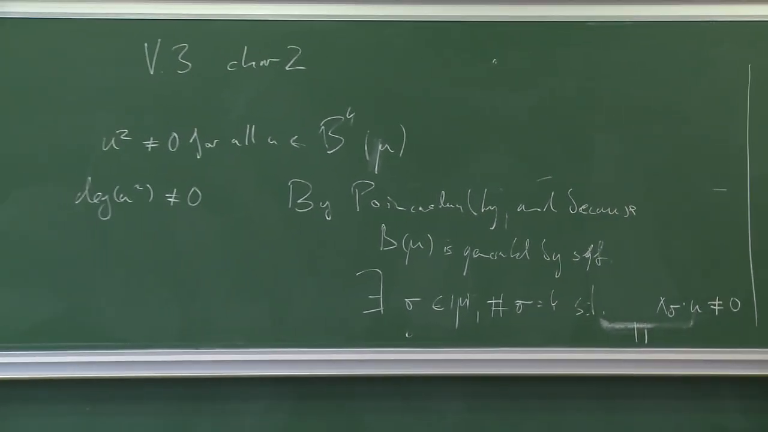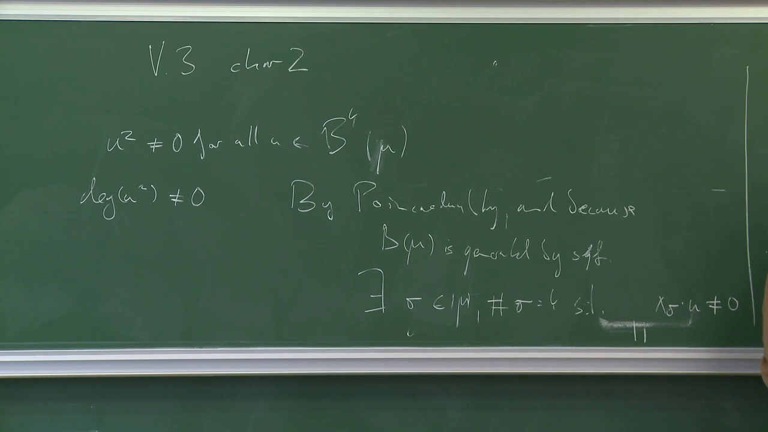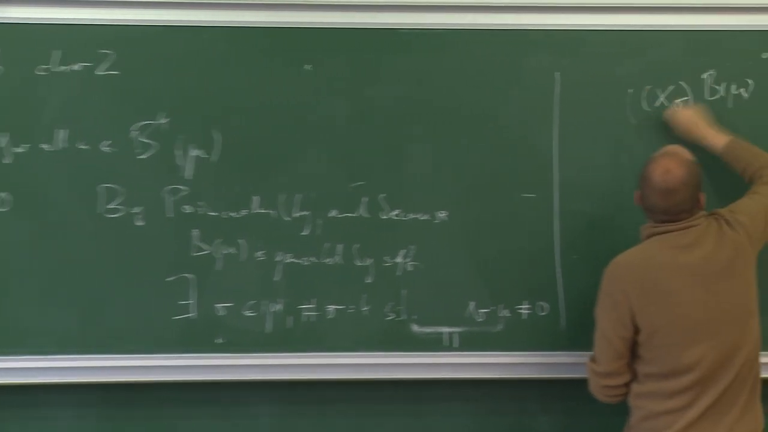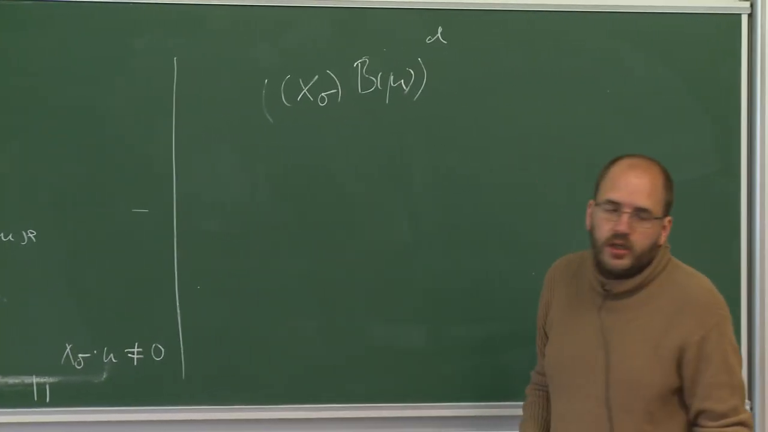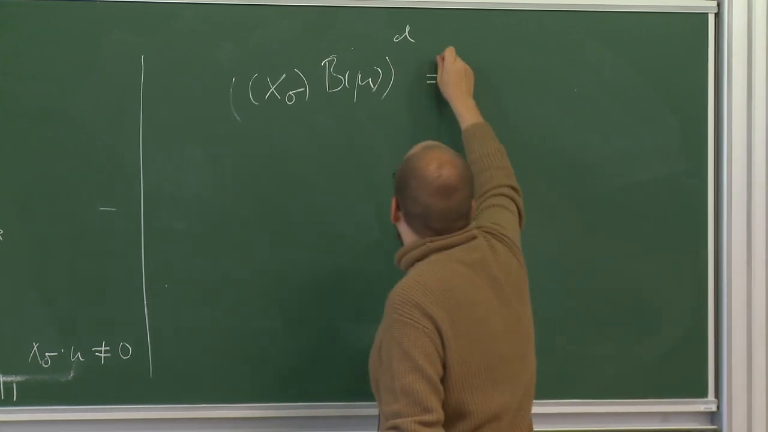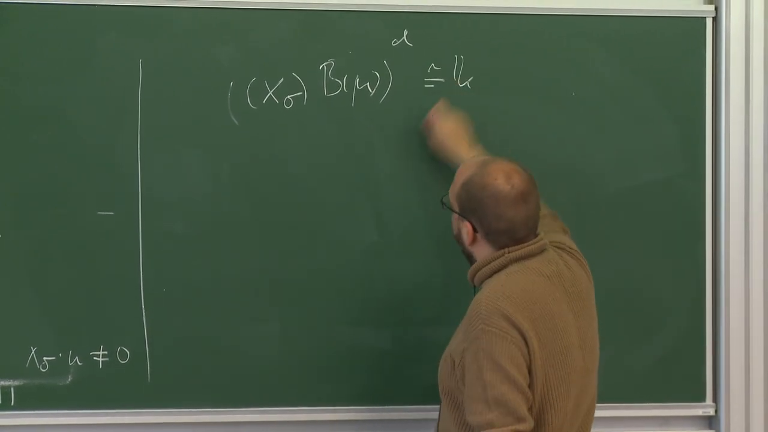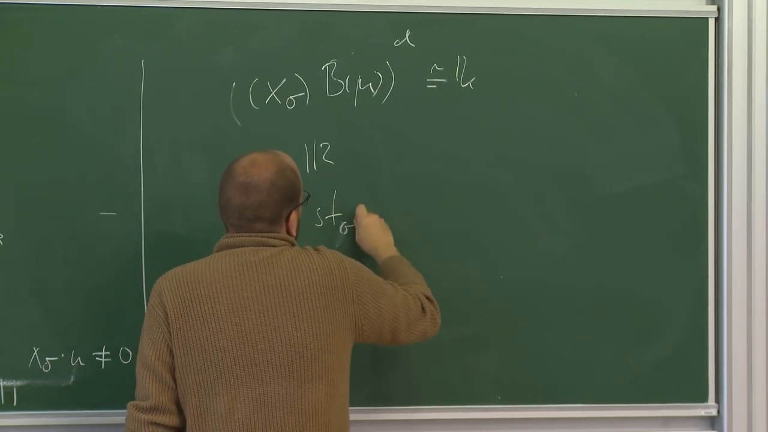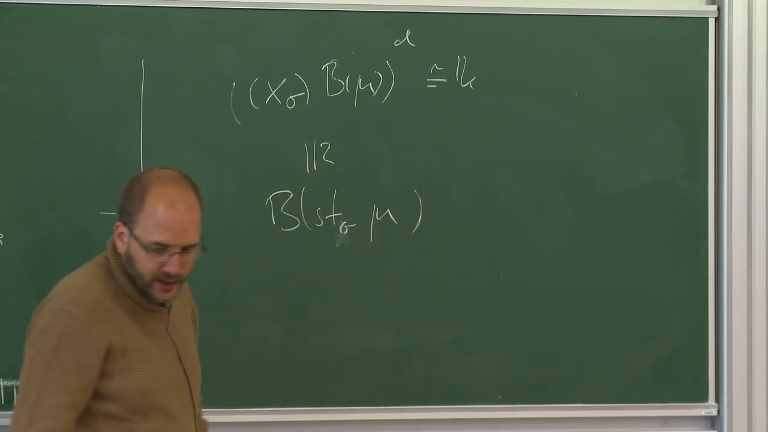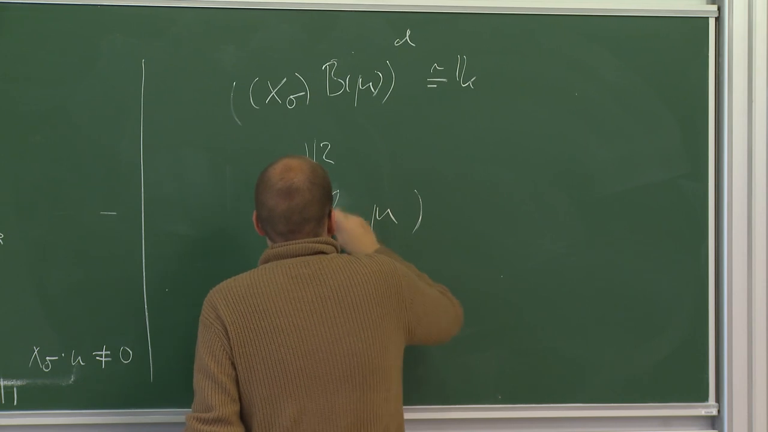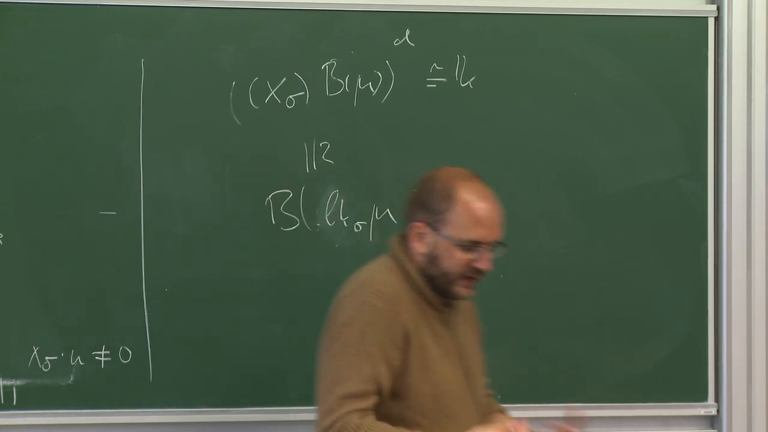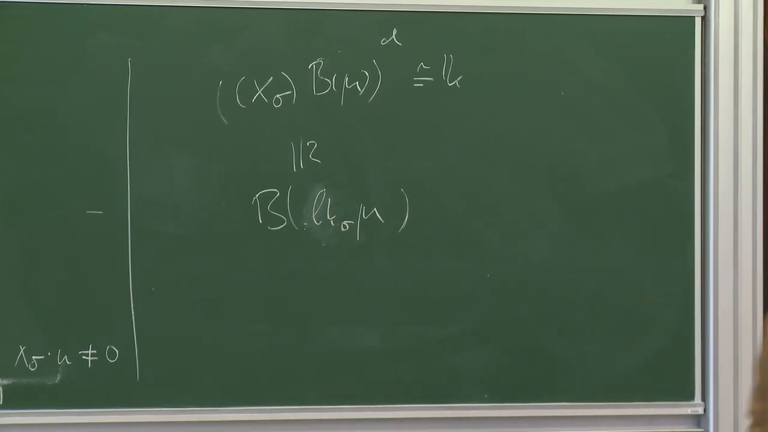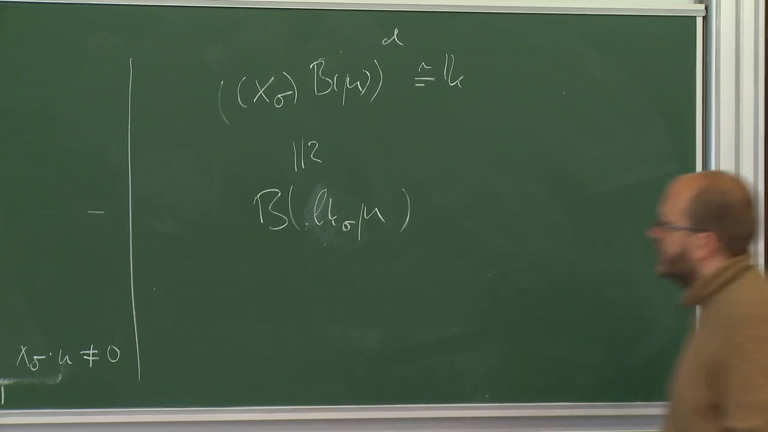Now let me go one further. Let me look at the ideal of x sigma in B mu, in degree d. This is just isomorphic to K, so this is a one-dimensional vector space. This here is isomorphic, if you think about it, to the star of sigma in mu. Or the link of sigma in mu, if you want. If you have a cycle and you have a vertex or a face, then the link of it will again naturally be a cycle.